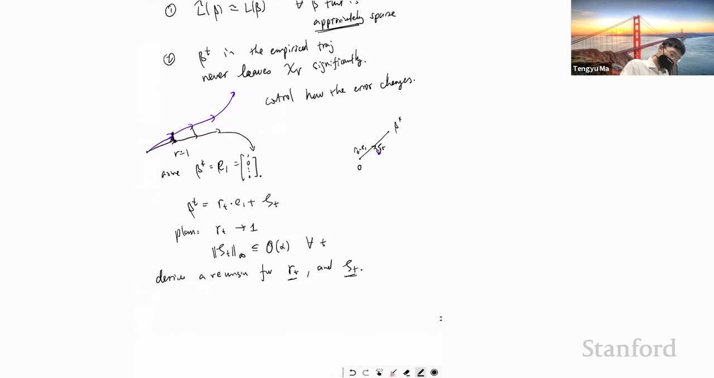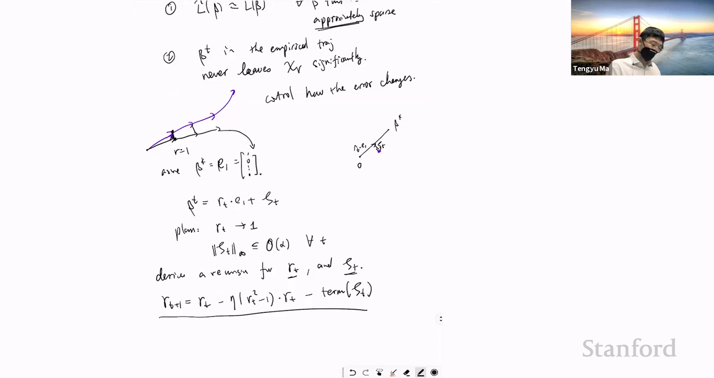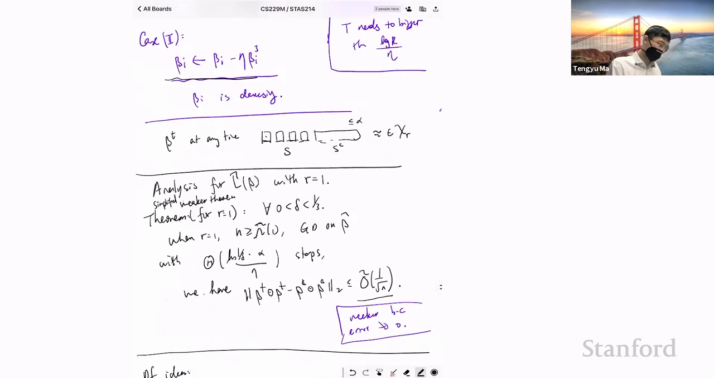So basically, for example, if you look at the recursion for R_t, it looks like R_{t+1} equals R_t minus eta times (R_t squared minus 1) times R_t, minus some term that depends on zeta t. I have all of these formulas written here, but I don't want to show all the details. If you look at this, this is very similar to the thing that we had before.